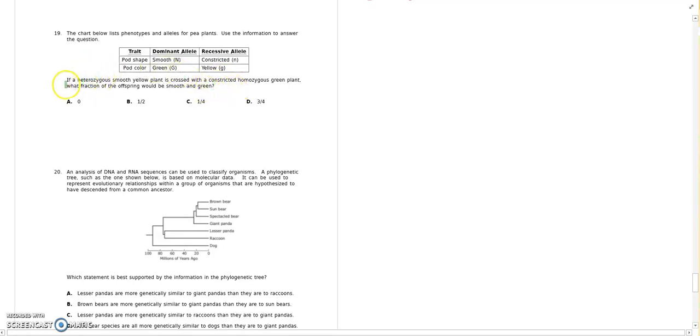And it's telling me that if a heterozygous smooth yellow plant is crossed with a constricted homozygous green plant, what fraction of the offspring would be smooth and green? Well, this is what they want. What fraction of the offspring would be smooth and green? That's the question. They're telling me that one parent is heterozygous smooth yellow, and it's crossed with a constricted homozygous green plant.